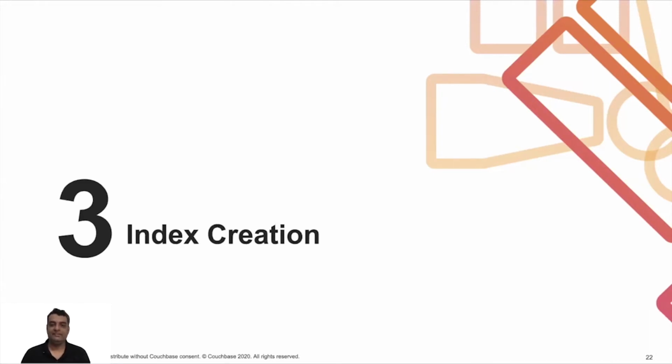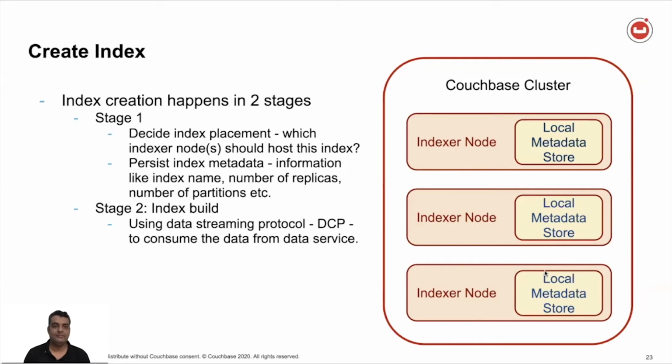Let's start with index creation. Index creation happens in two stages. The first stage is where index placement is decided. If there are multiple indexer nodes in the cluster, the host indexer node for this new incoming index will be decided in stage 1, and then the corresponding index metadata will be persisted on that particular node's local metadata store. If you see in the diagram, there are multiple indexer nodes, and each indexer node will have its own local metadata store.